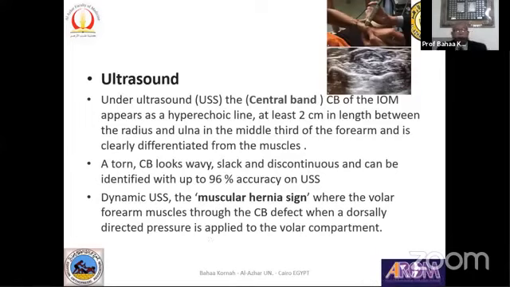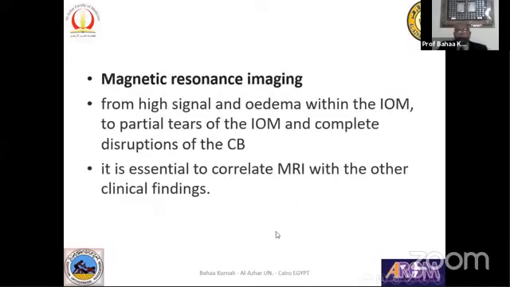Ask the patient to make a pressure, and there will be a herniation, the muscle herniation sign, where the volar forearm muscle herniates through the central band defect when a dorsal direct pressure is applied to the volar component. Is MRI important? Yes. MRI shows forearm signal and edema within the interosseous membrane, a partial tear of the interosseous membrane, and complete disruption of the central band.